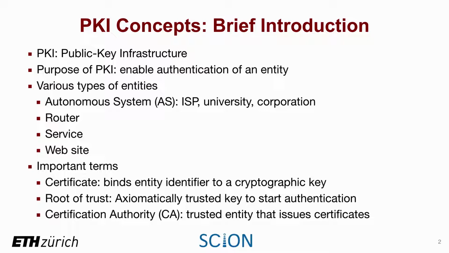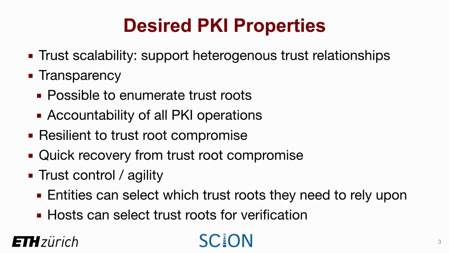Other important terms that we're going to make use of is the term certificate, and a certificate binds an entity identifier to a cryptographic key. I should also say cryptographic public key. A root of trust then is an axiomatically trusted entity to start the authentication process. So it's essentially all the base public keys that you trust to perform the subsequent authentications. And a certification authority, a CA, is a trusted entity that issues certificates. So with this background, let's now take a look at the desired PKI properties.